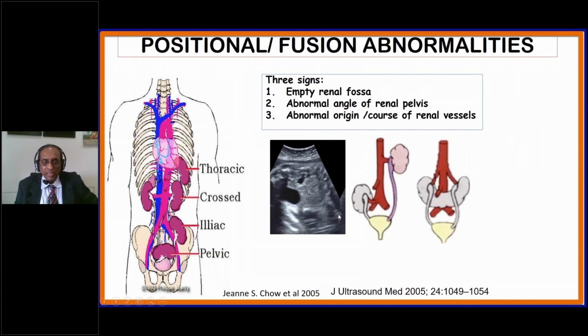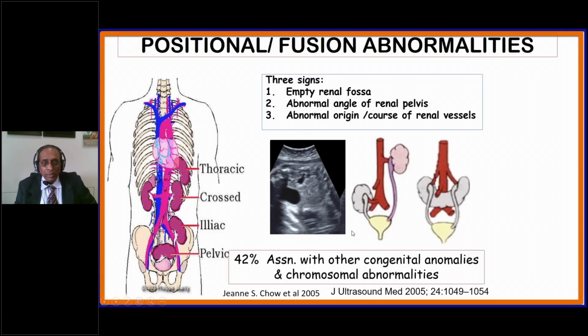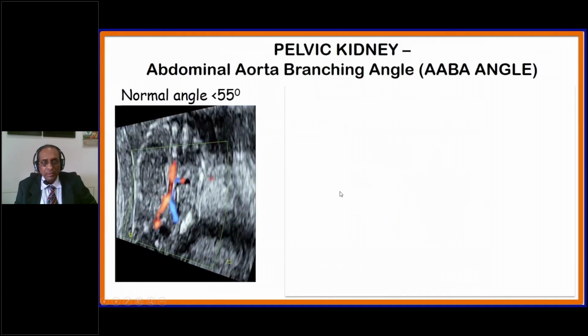Now, three signs help us to understand positional and fusion abnormalities. One is an empty renal fossa. Second is abnormal angle of the renal pelvis. And third is abnormal origin and course of renal vessels. When there is a position or fusion abnormality, 42% can be associated with other congenital anomalies and chromosomal abnormalities.